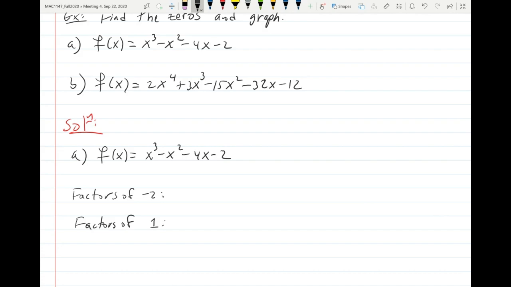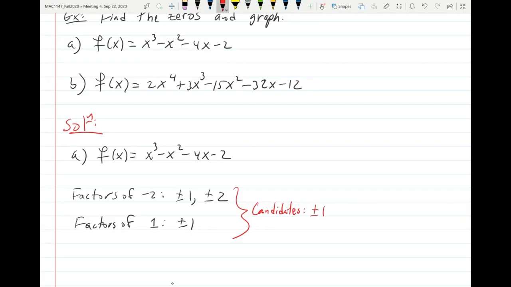Okay, so the factors of -2, these are plus or minus 1, plus or minus 2. Factors of 1, these are plus or minus 1. So in this one, we are kind of lucky because we have a nice little list, okay? So now we can write our candidates. So what are the candidates according to the Rational Zeros Theorem? Remember, the list on the top, that's the numerator, the list in the bottom, that's the denominator.